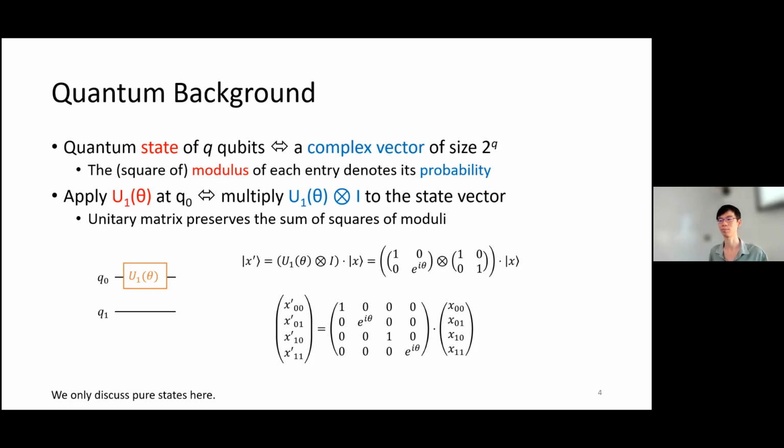In this example, the quantum state is originally x, and after you apply this U1 gate, it becomes x'. So the state x' is equal to U1(theta) tensor product identity, times x. Written as a 4x4 matrix, it's like this.